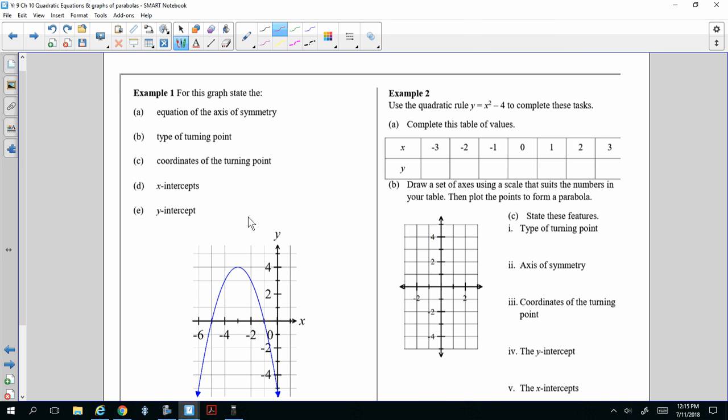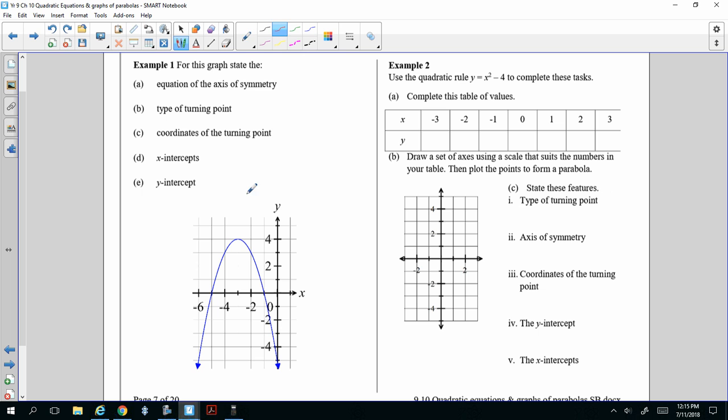Okay, equation of axis symmetry. So if you draw the axis of symmetry here, there's a line in the middle. It's not very straight. Okay, there's a line of symmetry here. Now, what's the equation? Where does it cross on the x-axis? 3, right? So the equation is x equal to 3. That's the equation of axis of symmetry.